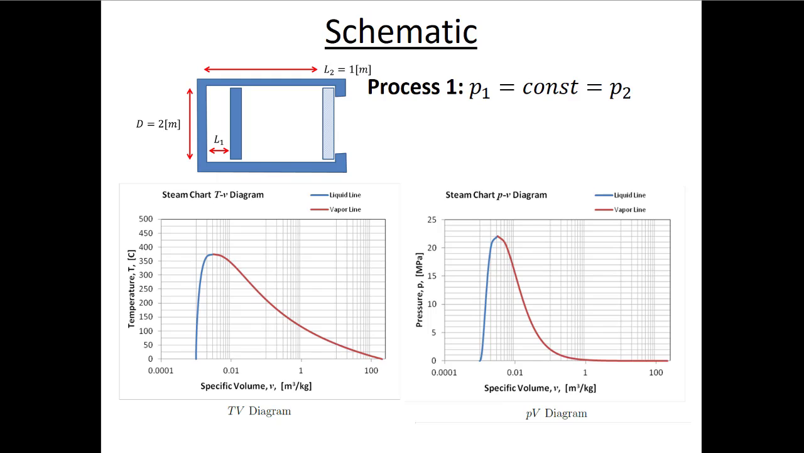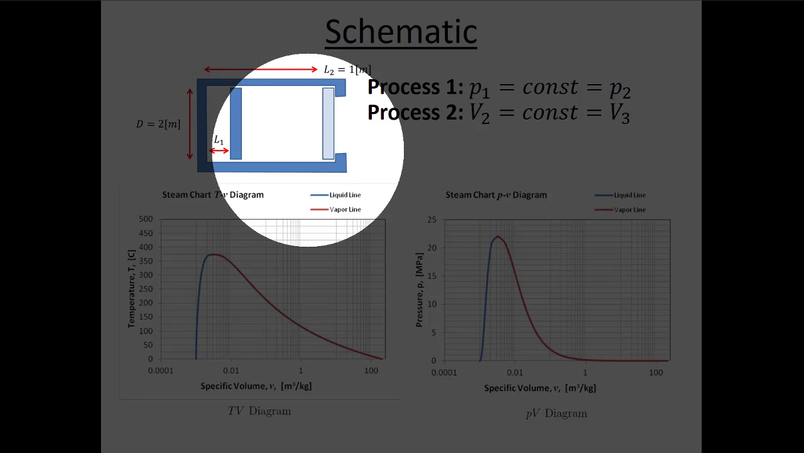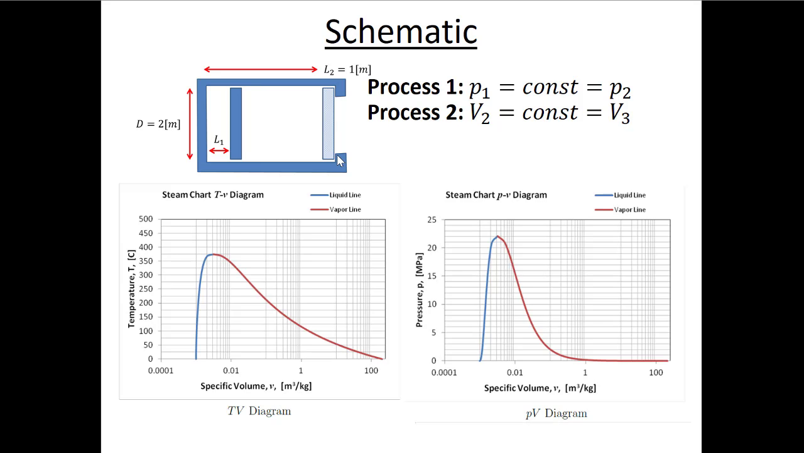We know this first process happens at constant pressure because the problem told us. We know that the second process happens at constant volume because at state 2 in my process, the piston here is at these stops. At state 3, the piston stays on the stops because at that pressure it keeps expanding, right? We're creating more and more vapor, so the piston doesn't move inward.